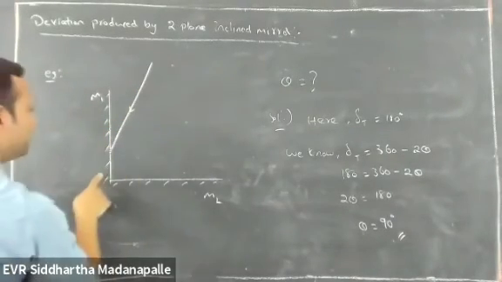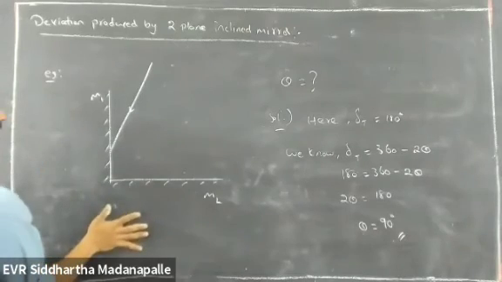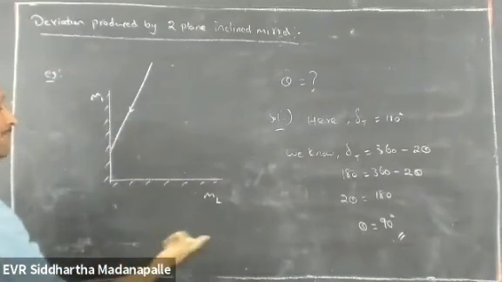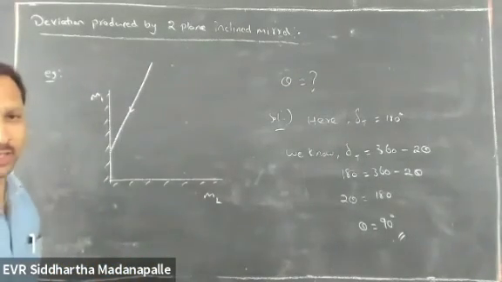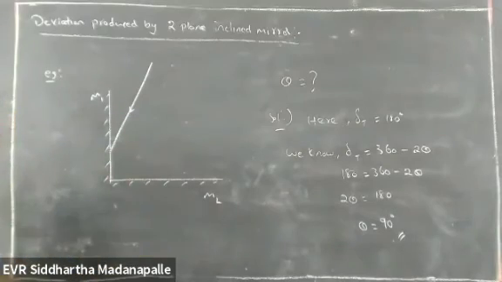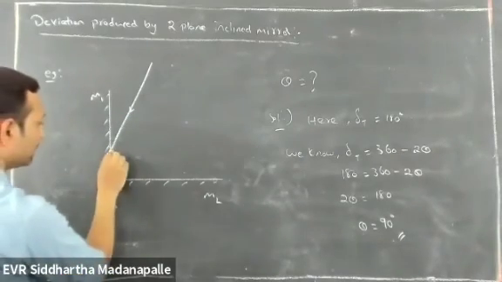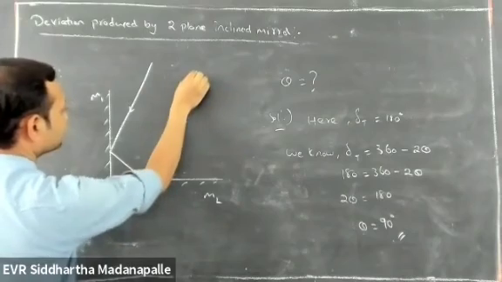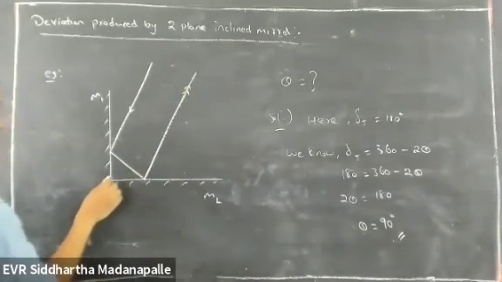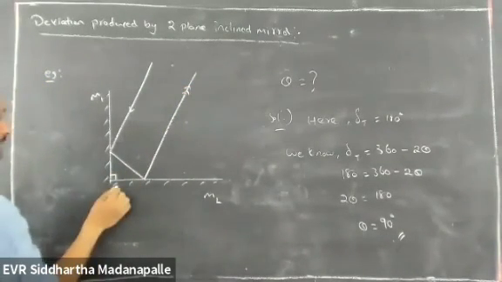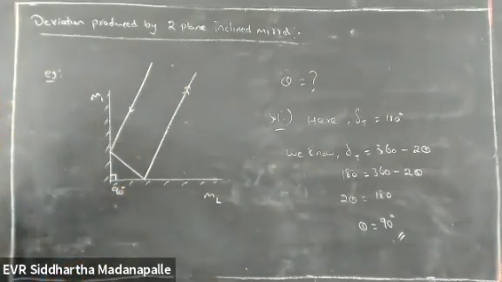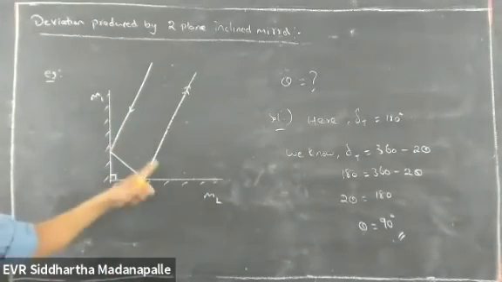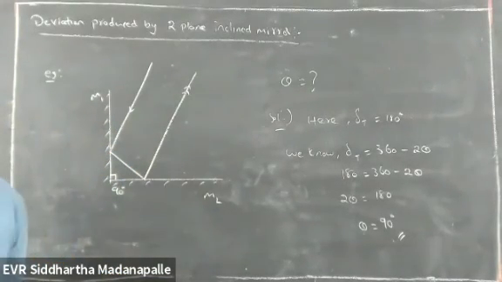This is the incident ray. After reflection, how will the emergent ray be? Anti-parallel to the incident ray. Is that understood? Whatever angle of incidence you take, if the angle between the two plane mirrors is 90 degrees, then the incident ray and the emergent ray will be anti-parallel to each other.